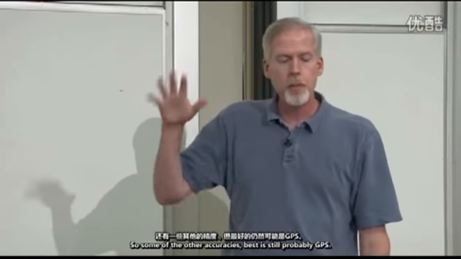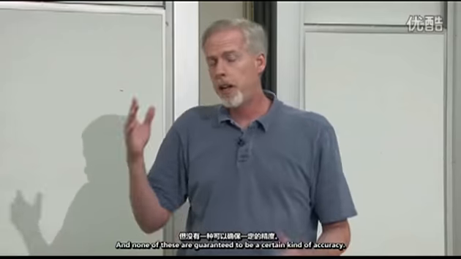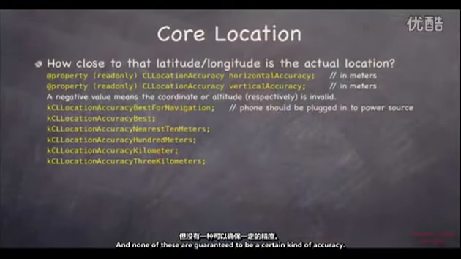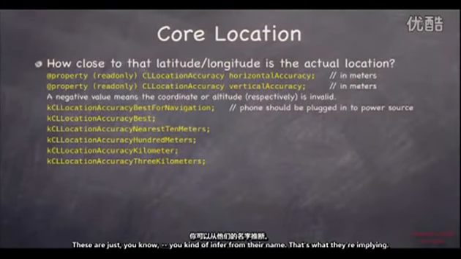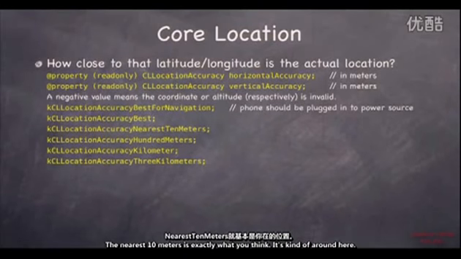So some of the other accuracies, best is still probably GPS, and none of these are guaranteed to be a certain kind of accuracy. You just infer from their name what they're implying. Best would be best, but not constantly updating GPS, which is going to drain your battery if you're not plugged in to your car. Nearest 10 meters is exactly what you think. It's kind of around here.